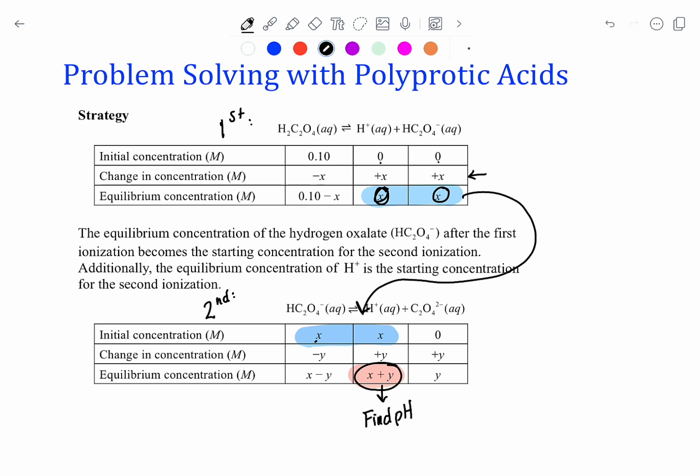So now once you have your two ice tables set up, you just do the first one, solve for your x values in our normal way, and then you do your second. So let's take this first one here. We're going to plug these values into Ka.